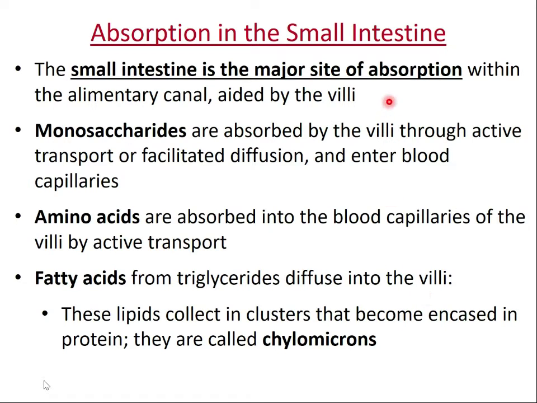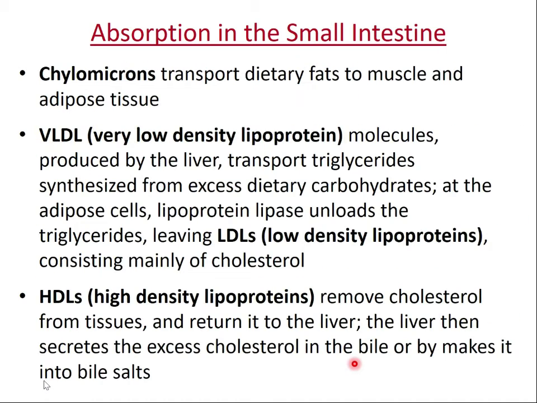The small intestine is the major site of absorption within the alimentary canal. It absorbs monosaccharides, that are individual sugars, amino acids, the components of proteins, and fatty acids, which are the components that come from lipids. These are then collected into clusters. These large clusters are called chylomicrons. Just think of them as a sphere of lipids that can embed some of these nutrients and help transport them. So chylomicrons are the large molecules.